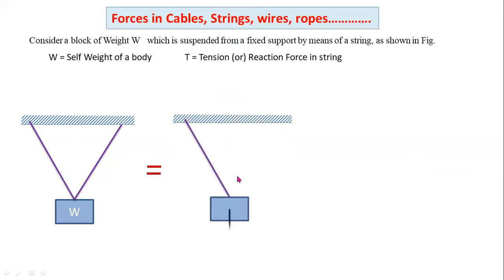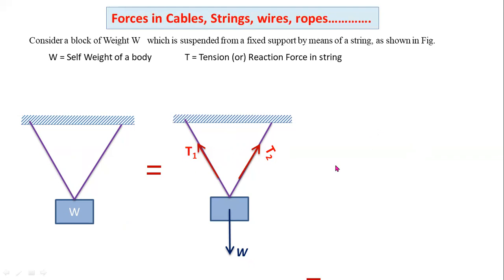So here the self-weight W always acts vertically downwards, and this is the tension induced in the string, and this is the other tension induced in the second string. T1 is the tensile force induced in the first string, and T2 is the tensile force induced in the second string. So W is the action, and T1 and T2 are the reactions.